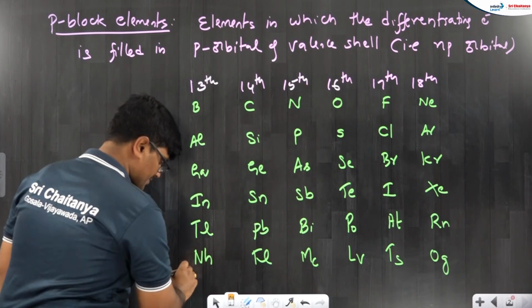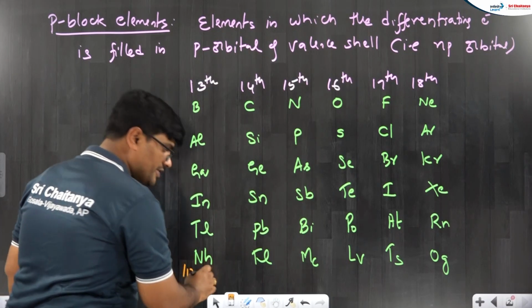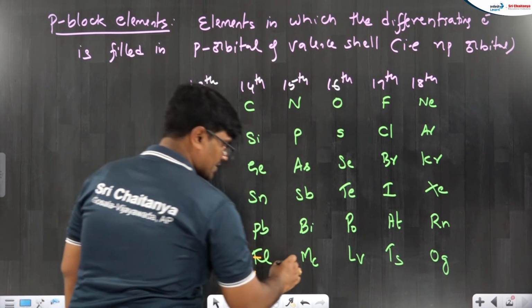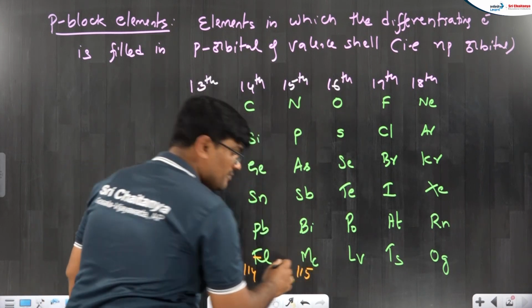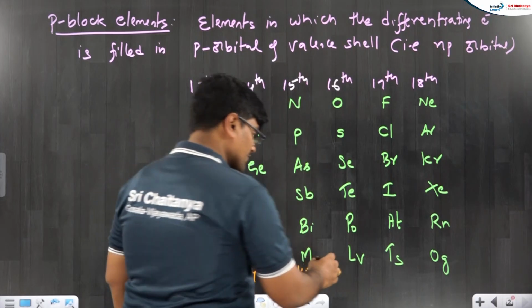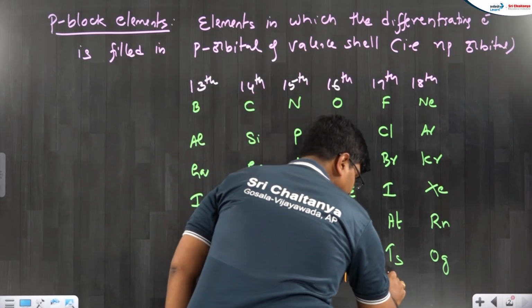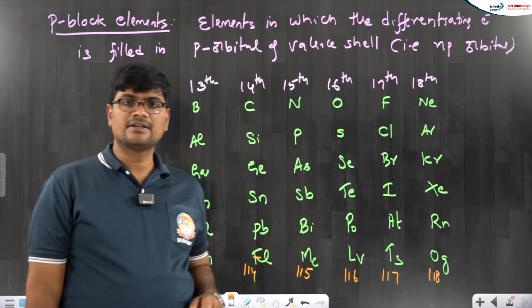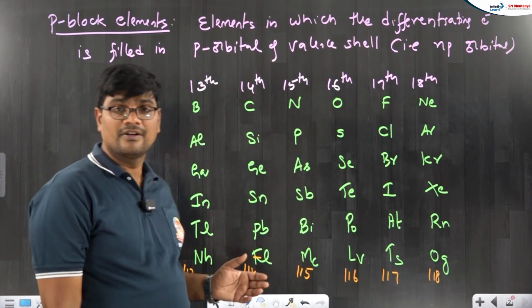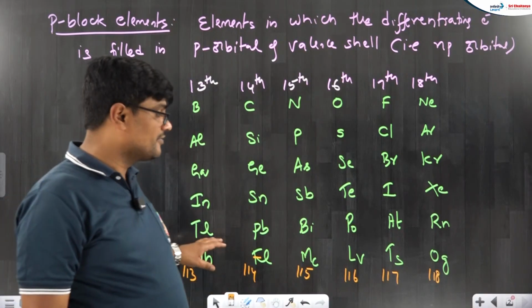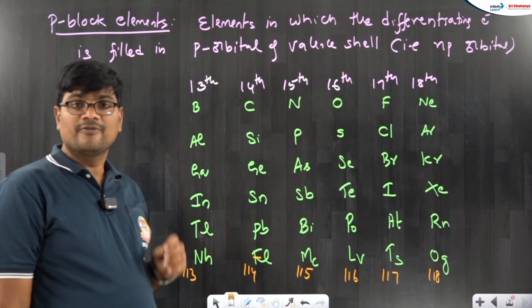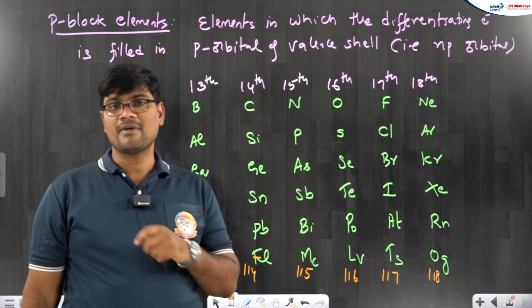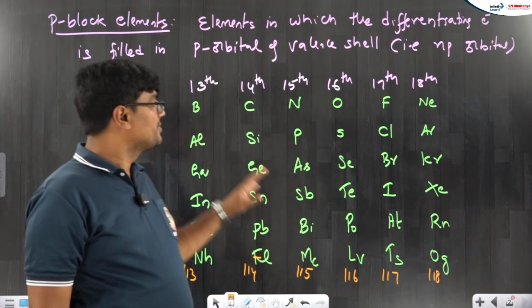This is with atomic number 113 nihonium, atomic number 114 flerovium, atomic number 115 named after Moscow, moscovium, livermorium, and tennessine, and then oganesson. These last elements are recent, and the examiner has a lot of interest in the last elements, because nobody generally focuses on that. Therefore, be careful. Before the NEET exam also, you need to go through them once, the atomic number and matching with the element.